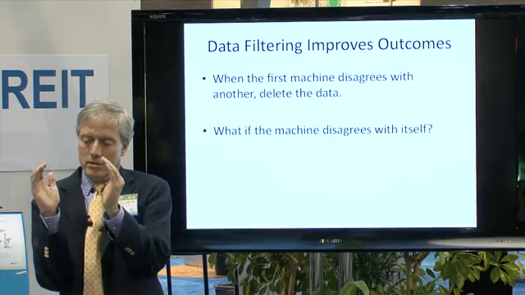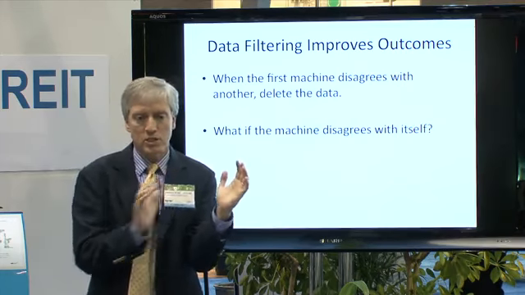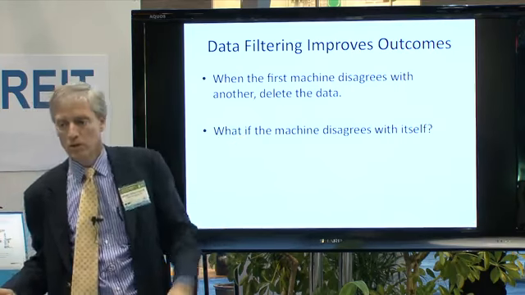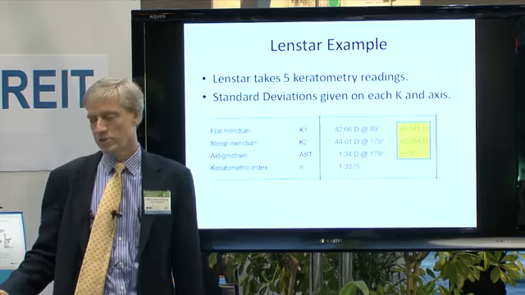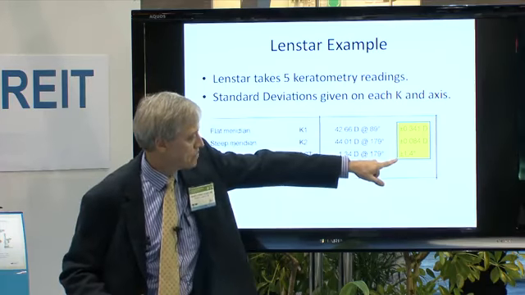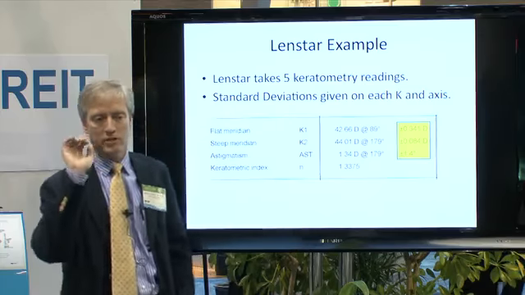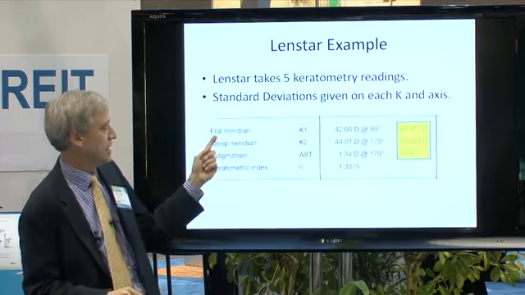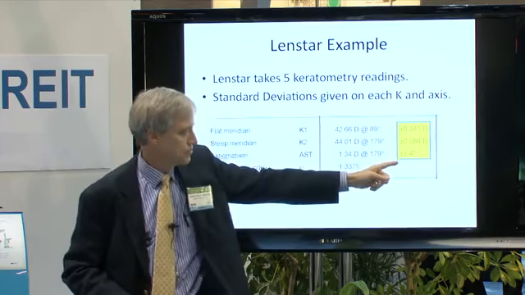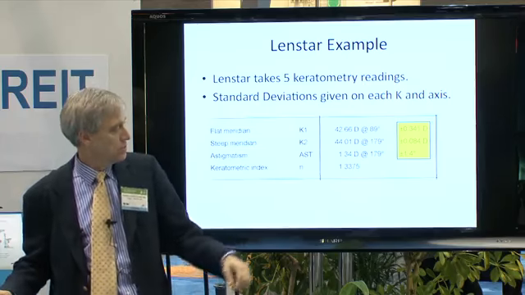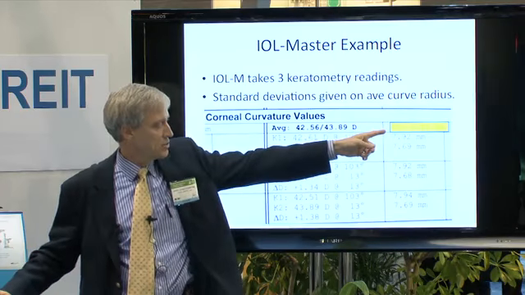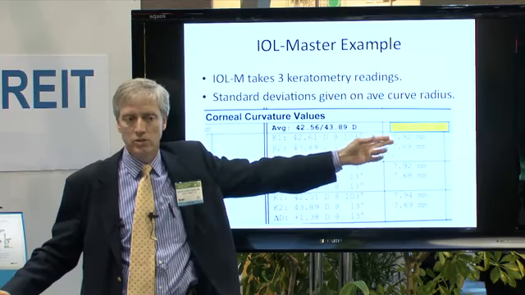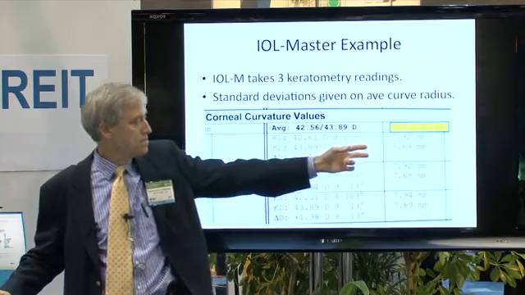So if you have the data on a machine and you filter it with another machine, you do better. But this is the really cool one. If you filter it with itself, you do even better. The Lenstar, on this part that's mentioned here in yellow, gives a standard deviation. It does 5 readings. It takes 5 pictures. And it gives a standard deviation for each of these readings: the flat K, the steep K, and the astigmatism. The IOL-Master does something similar, but it only does it on the average Ks. And this number almost never changes. It's really close to 0 on most people.